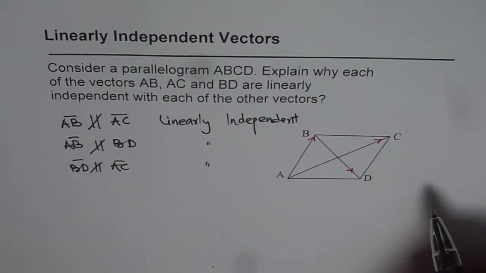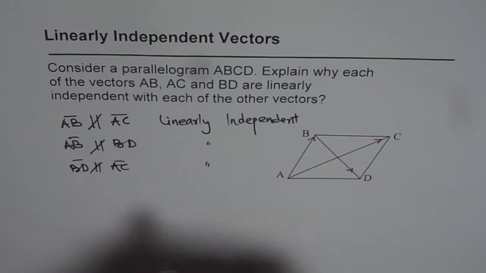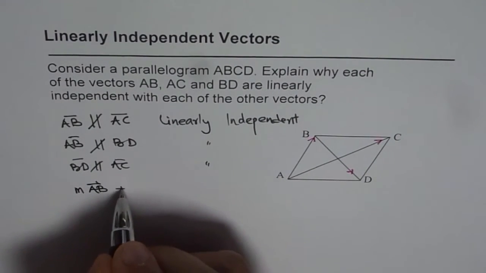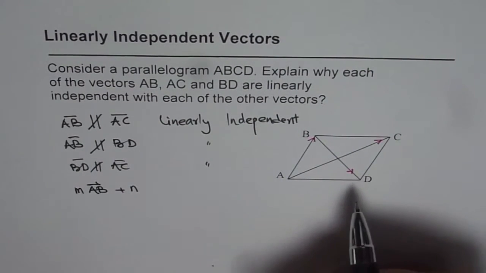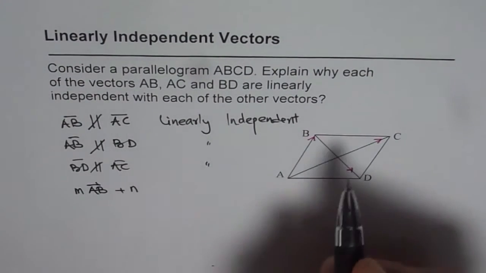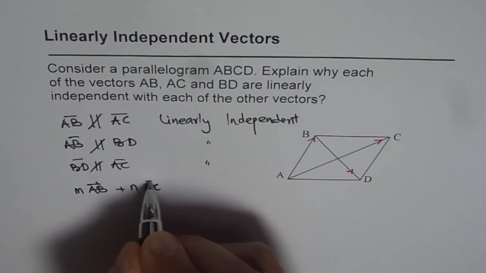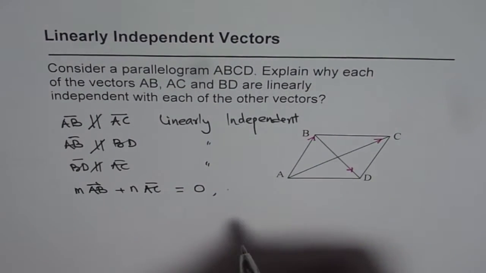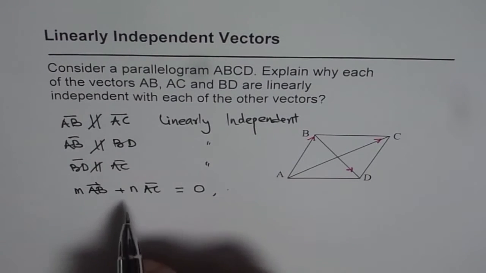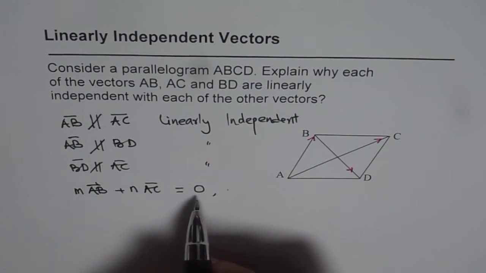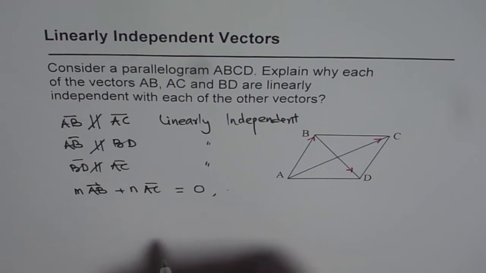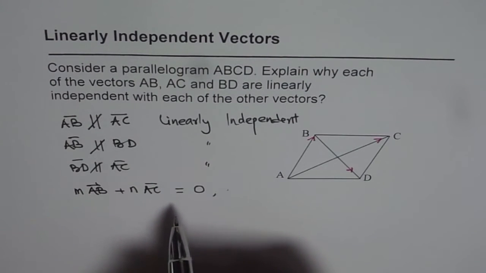The second way is writing a linear combination of scalar equations, which is if I say m times AB plus n times AC, can I get 0 where m and n are not both zero? At least one of them is non-zero. Can I prove this equation? We will find that that is never true.